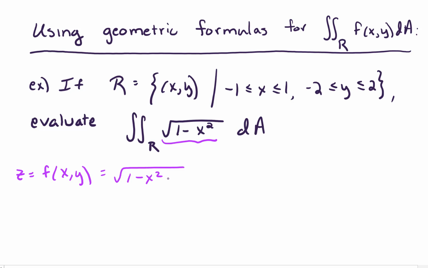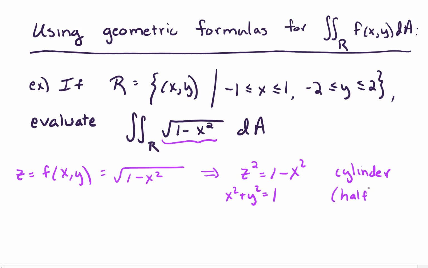Now keep in mind we are working in 3 dimensions, x, y, and z, and so what this tells us is that z squared equals 1 minus x squared. This turns out to be a cylinder where the base looks like a circle, x squared plus z squared equals 1, in the xz plane, and then the y coordinate runs wild. Since we're only looking at the positive root, we're actually talking about a half cylinder.